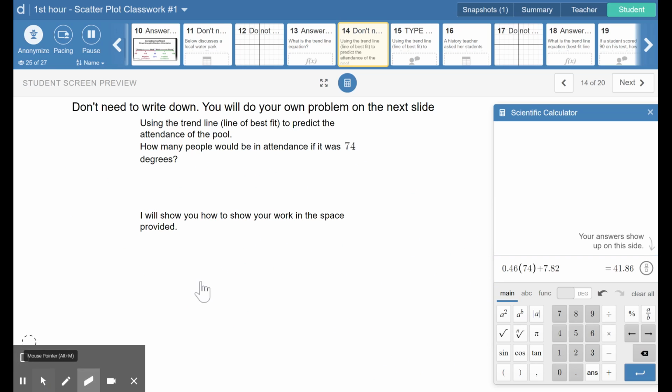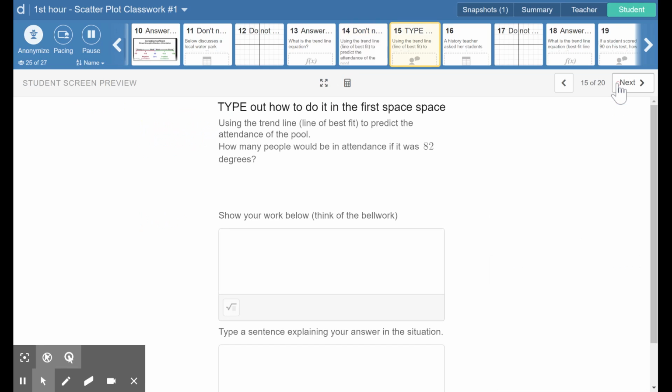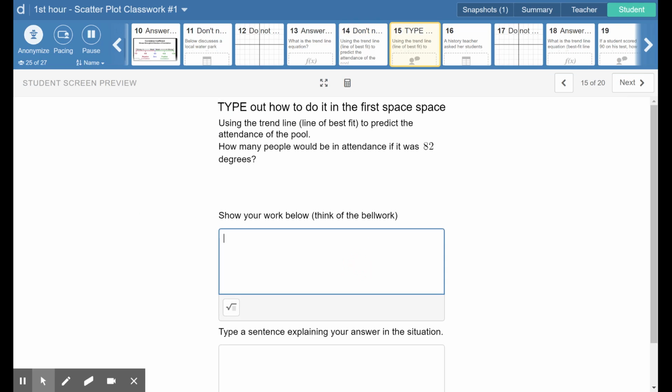And then you're going to do the same thing for your turn. But remember, we're going to have that equation, still the same thing. Still y equals 0.46x plus the 7.82. And then instead of the degrees that we used in the last problem, we're going to use the degrees 82. And then we're going to use the calculator that is built into the slide.